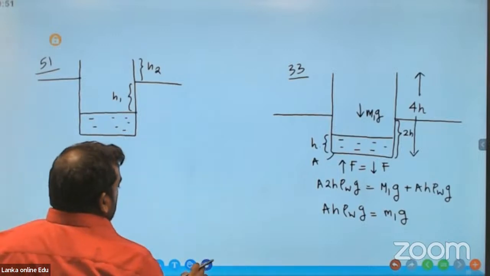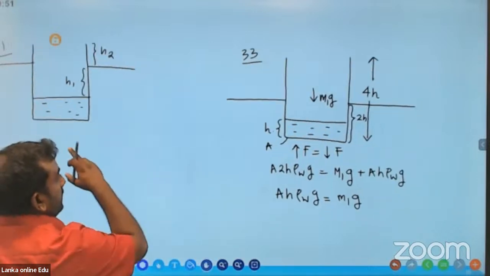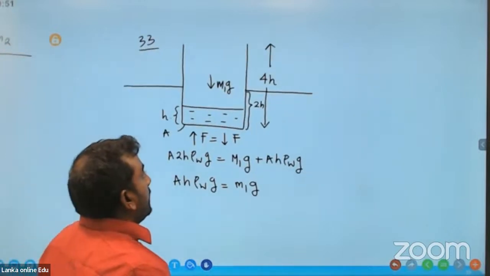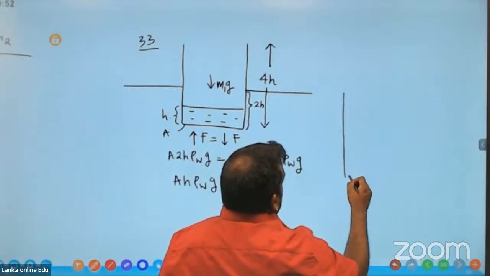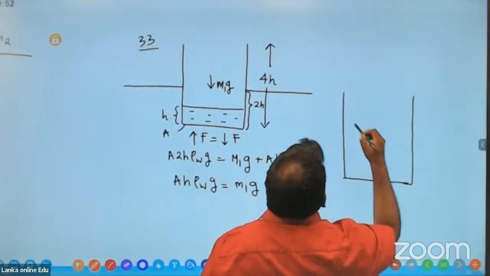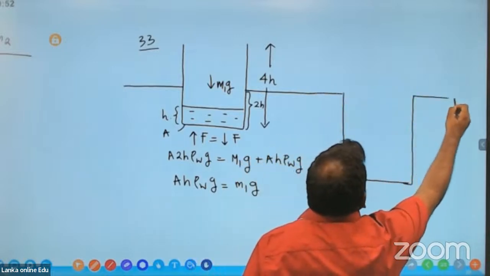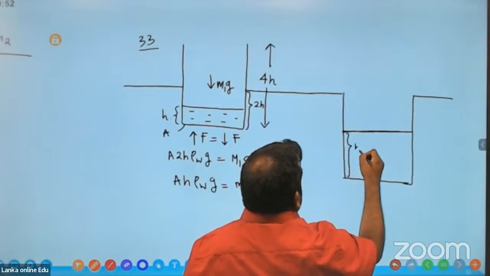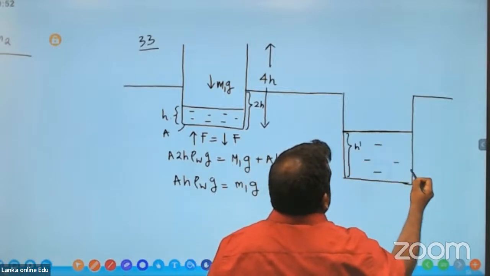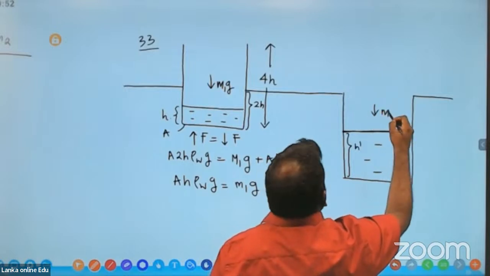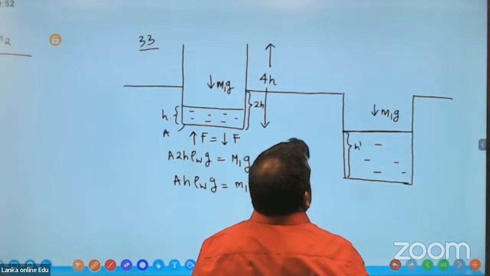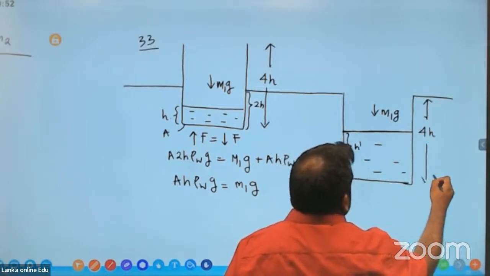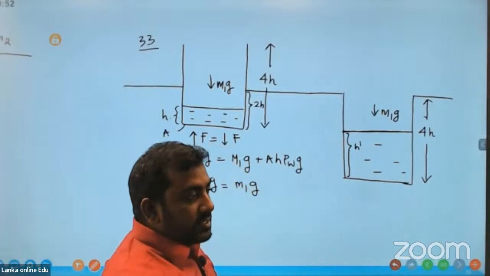Now what's going to happen? The water starts coming in. The maximum level that water can come to is when it's on the verge of sinking. That's the height, that's the question they're asking you. The weight of the boat is separate. Here, completely submerged, 4h.